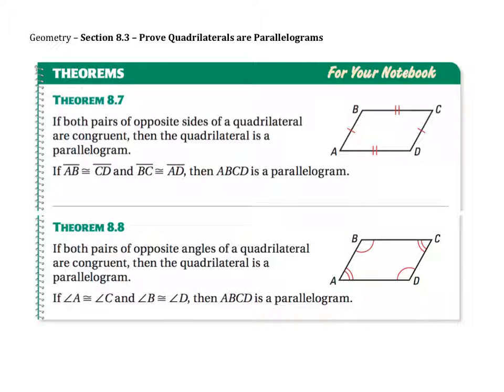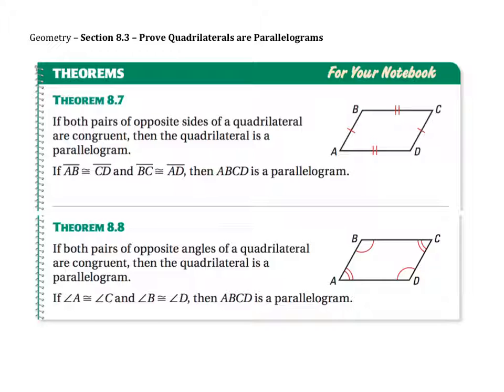about it. So here's our first two theorems. Theorem 8.7. If both pairs of opposite sides of a quadrilateral are congruent, then the quadrilateral is a parallelogram. So again, before we would have written it as if a quadrilateral is a parallelogram, then we know the opposite sides are congruent. But now we're saying if both pairs of opposite sides are congruent, then we know it's a parallelogram. So it's the opposite of it.